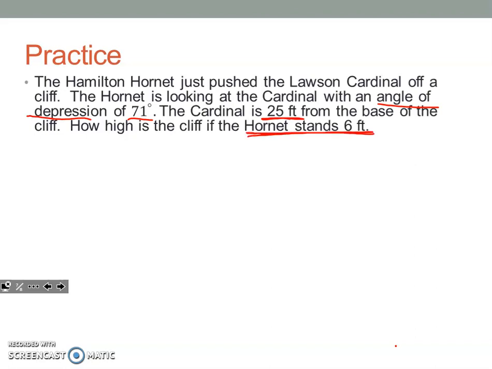So this is what I was talking about on the last slide. I specifically told you the Hornet is 6 foot tall. So since I specifically told you the Hornet is 6 foot tall, then we have to worry about the height. The last problem didn't say anything about the height, so we don't have to worry about it.